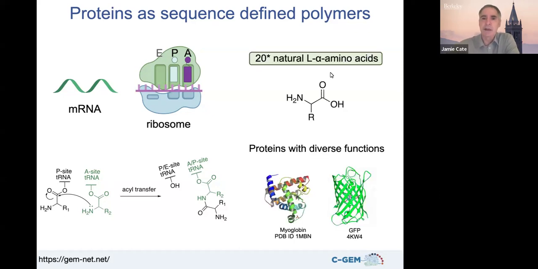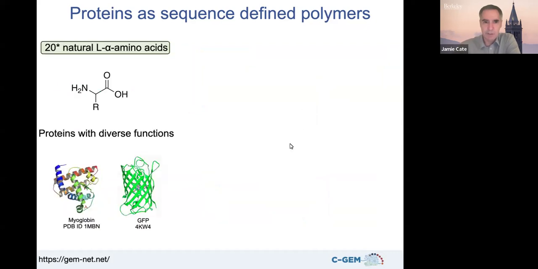And in proteins, there are 20, plus or minus a couple of additional ones out there, natural L-alpha amino acids that look like this. And the R group stands for many different types of chemical groups from this 20. And when these are made into these protein polymers, we can get really interesting proteins, ones that carry oxygen, that can fluoresce, all sorts of different functions in biology.